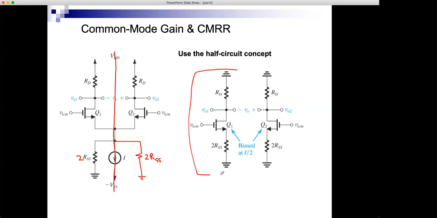Now you need to answer me. What kind of amplifier is this? And it's not a tough question. It's easy to answer. But I'll wait for your answers in the chat window. What kind of amplifier is the half circuit?